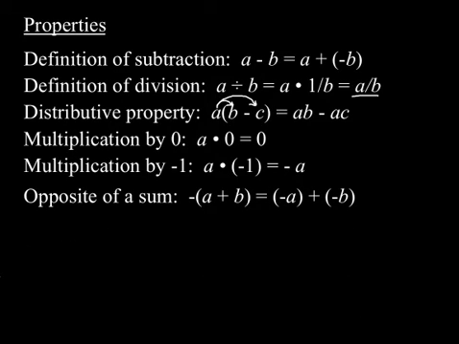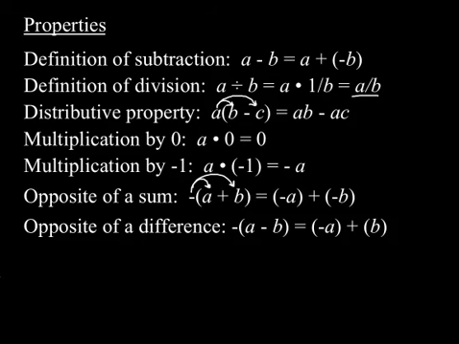The opposite of a sum. This is basically just a special case of the distributive property, because this negative distributes to the a, and then the negative distributes to the b, so we have the opposite of a plus the opposite of b. The opposite of a difference, same idea. The negative distributes to the a, the negative distributes to the negative b, and you get -a plus b.